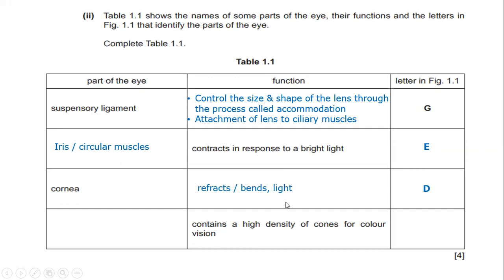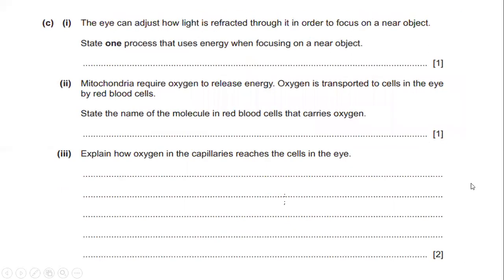The function of containing a high density of cones for color. Okay, this is fovea. So the letter in figure 1.1 is J. Alright, so for this table, if you get the correct answer or similarity, around the facts that are given, you might get full marks, which is 4.